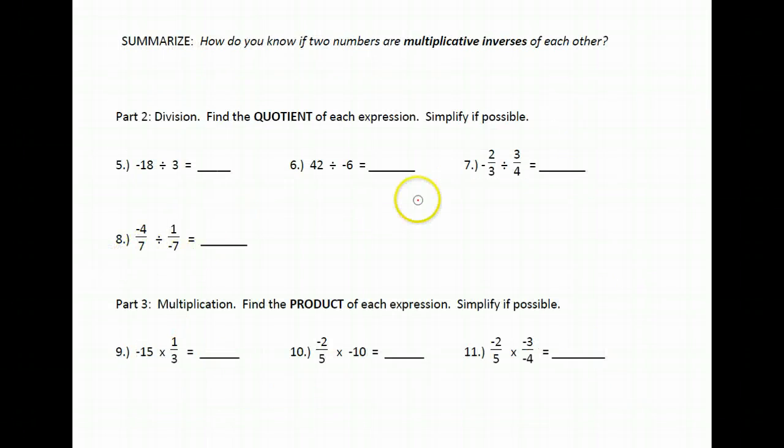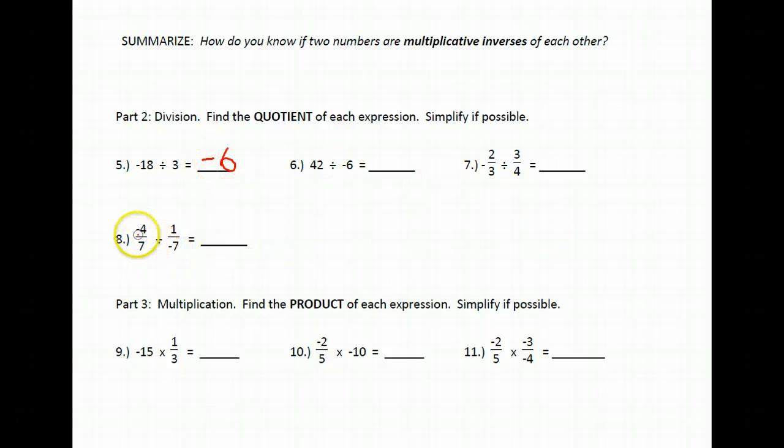So moving on, using those rules, I've got a negative, I've got a positive. The rules for division are the same as for multiplication. So 3 goes into 18 6 times, but because it's negative, my answer is negative.